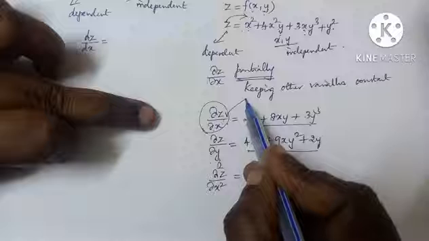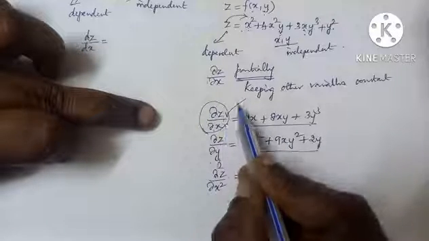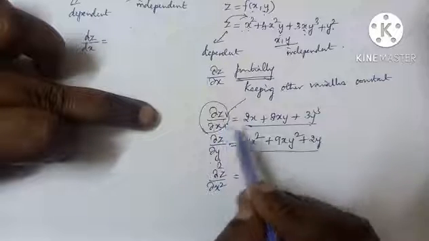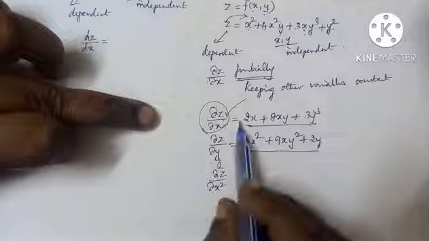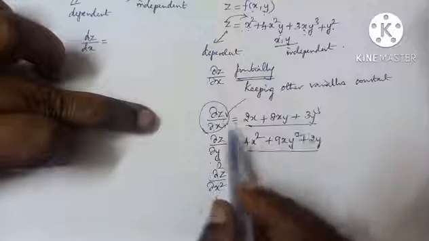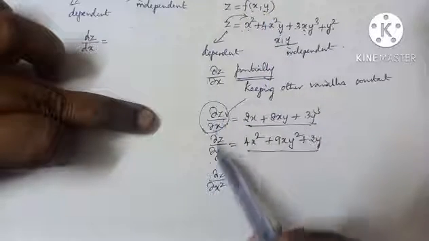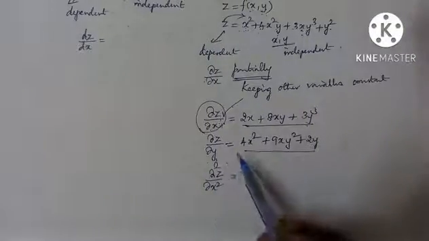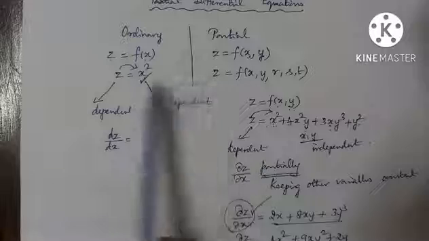So this can be differentiated again with respect to x as well as with respect to y. Dou z by dou x can be differentiated with respect to y. So it should be very clear. When z is a function of x and y, the derivatives are also functions of x and y. So I hope you have understood the difference between partial differentiation and ordinary differentiation.